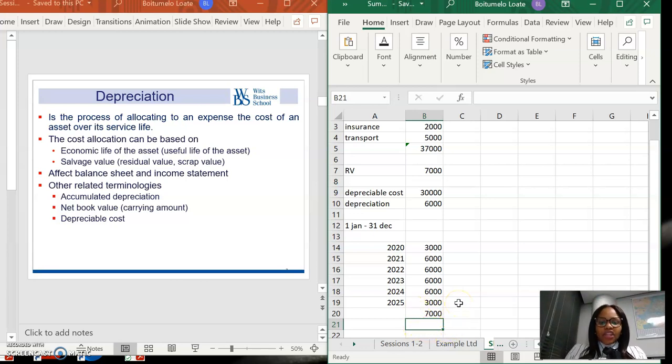So bear in mind that your residual value you subtracted from your initial cost to get to the depreciable cost, and then at the end of your balance sheet, after you've used it for that number of years, that 7,000 will be reflected at the end of your balance sheet. Let me take you through a few examples of where we also look at the few different types of depreciation methods.